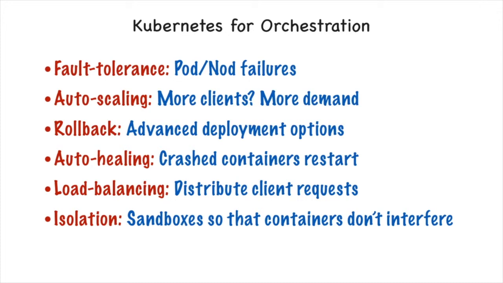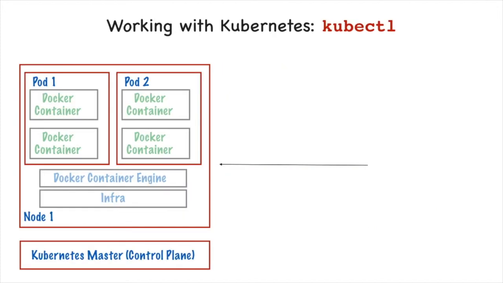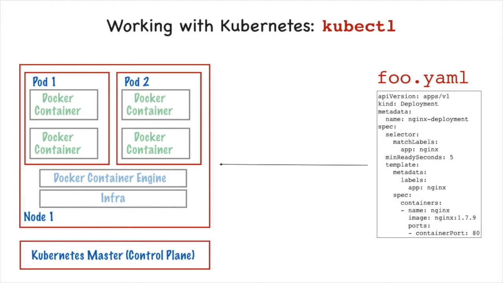So Kubernetes can be thought of again as an orchestration system which provides auto healing, scaling, load balancing, and so on. Let's very quickly also talk about how a user would interact with a Kubernetes cluster. In a nutshell, this is most likely going to happen using a command line utility called kubectl.